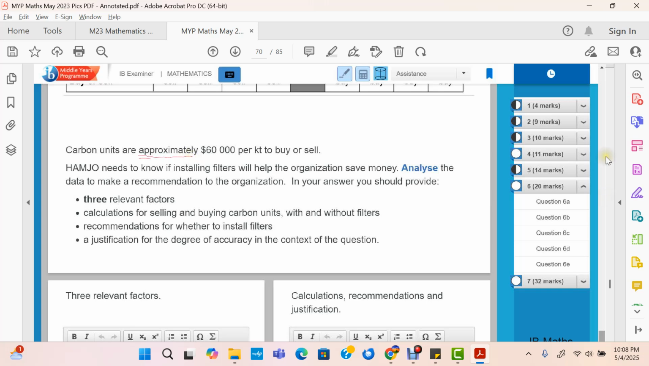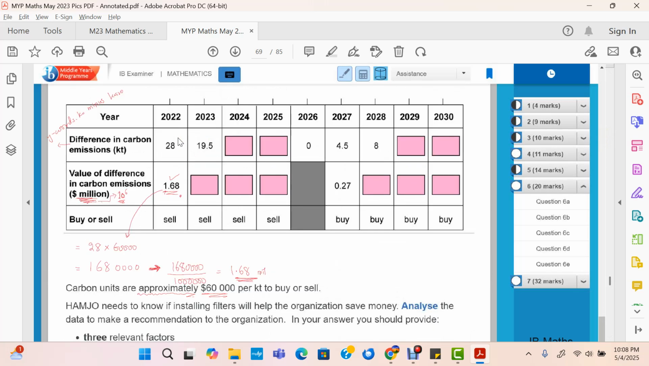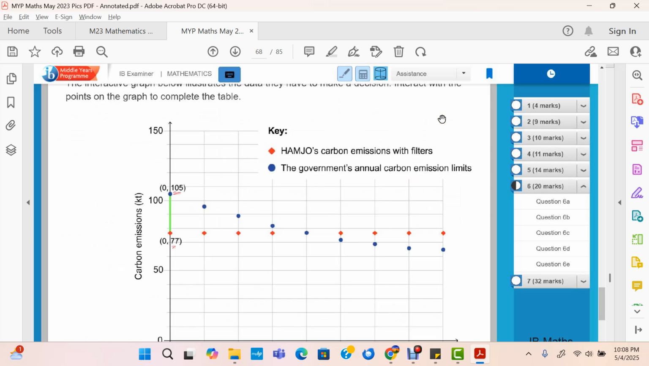Again, can't do it, man. How are you able to assume that this number, which has been approximately written, will give you an accurate answer? And number two, will this number stay the same for 8 years? Not possible with inflation. How are you able to predict that your company is going to keep on emitting 77 kilotons every year for the next 8 years?